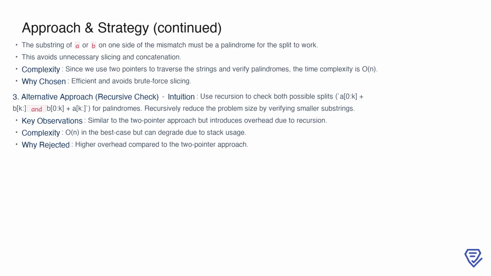A critical observation here is that for the split to work, the substring of one of the strings on the mismatched side must itself be a palindrome. This eliminates the need for unnecessary slicing and concatenation, significantly improving efficiency. The two-pointer approach operates in O(n) time, making it far more scalable. It is chosen for its ability to handle large inputs efficiently while avoiding the overhead of unnecessary operations, which makes it a clear improvement over brute force.